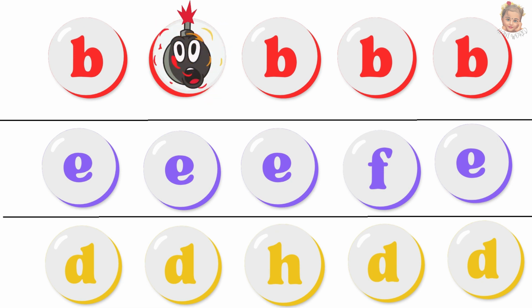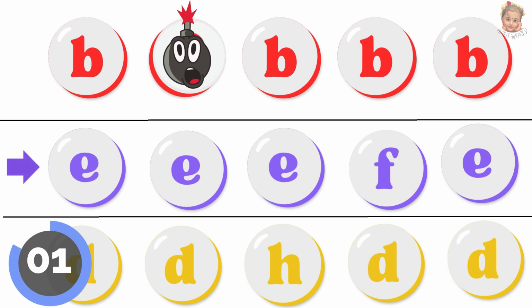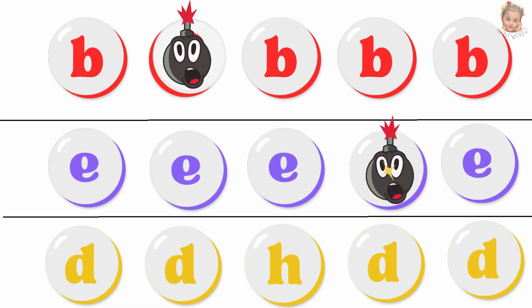Second question. In the second row, find the odd one. So the answer is F. F is the odd one.